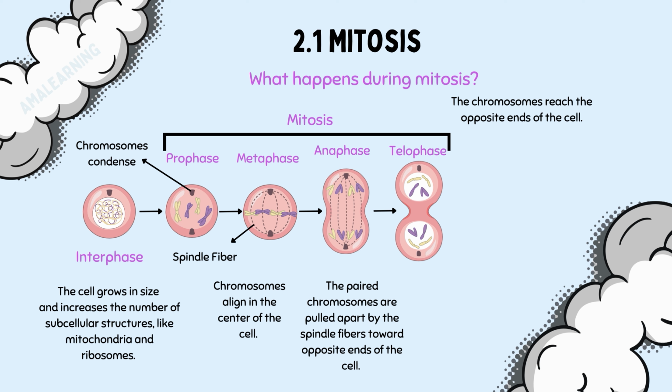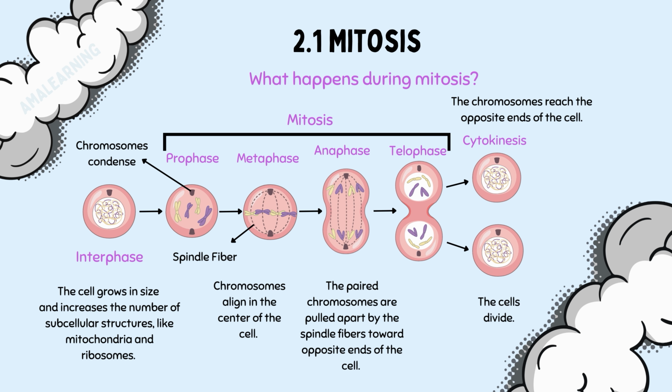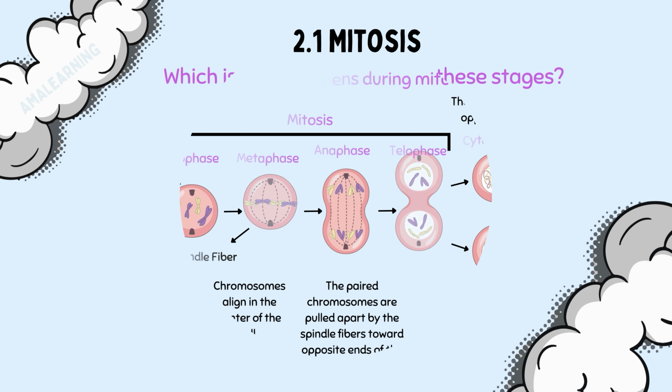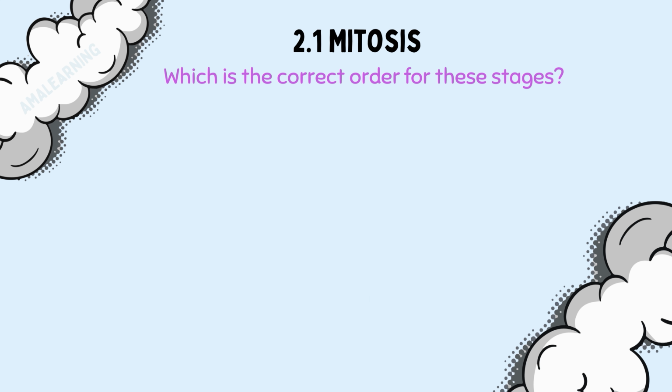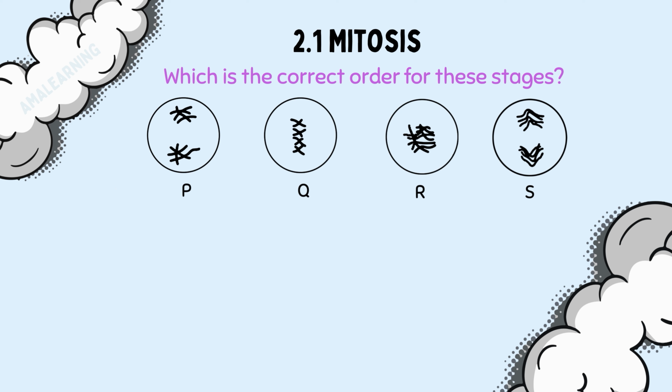After mitosis comes the final phase, cytokinesis. Finally, the cell's cytoplasm divides, forming two distinct cells, each with an identical set of chromosomes and all necessary subcellular structures such as mitochondria and ribosomes. Mitosis leads to the production of two daughter cells, which are genetically identical to the parent cell and have the same number of chromosomes.